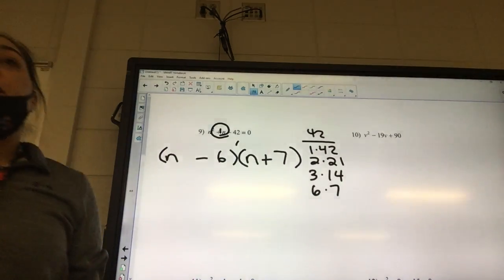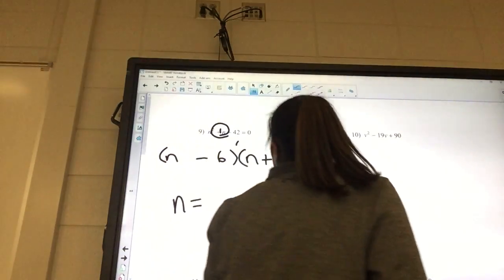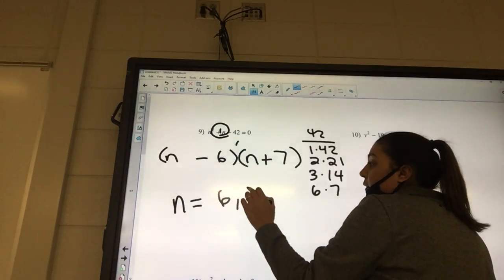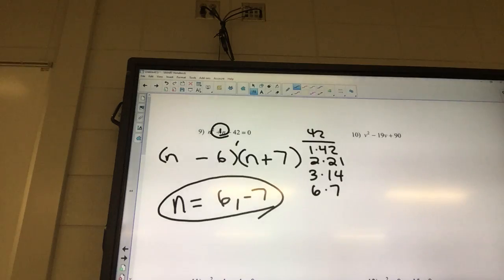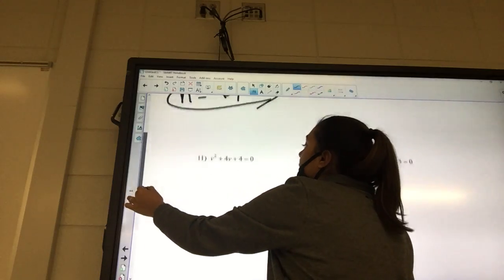Do we stop? Do we keep going? We've got to keep going. So it's going to be n equals negative 6, plus 7. Positive 6, not negative 7. Negative 7. We go to 11.